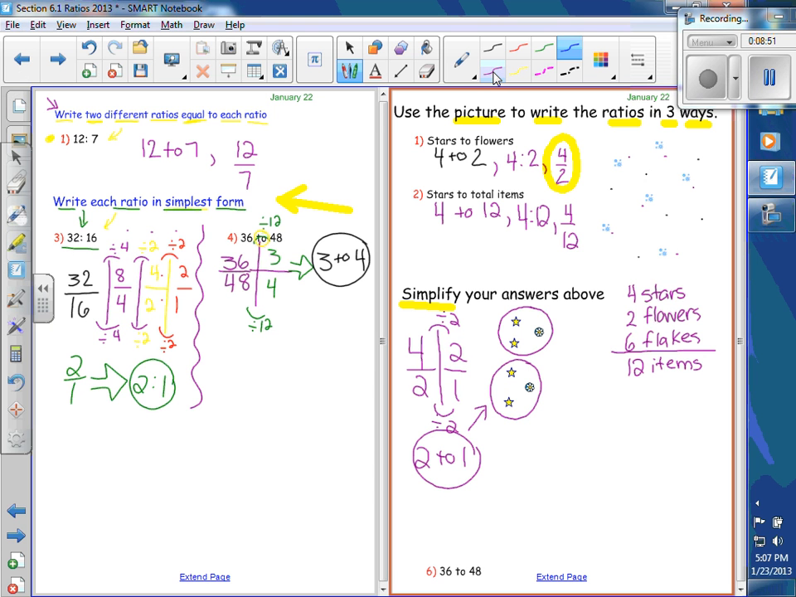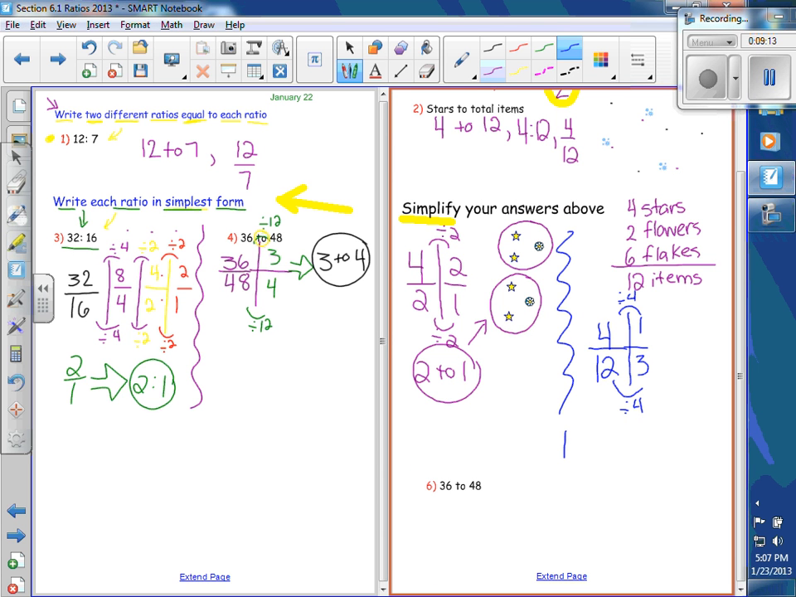If we try to simplify the next one, if we simplify stars to total items, we have 4 stars to 12 total items. We reduce that down by dividing by 4. We get 1 to 3. So what that means is you have 1 star to 3 items. 1 to 3.